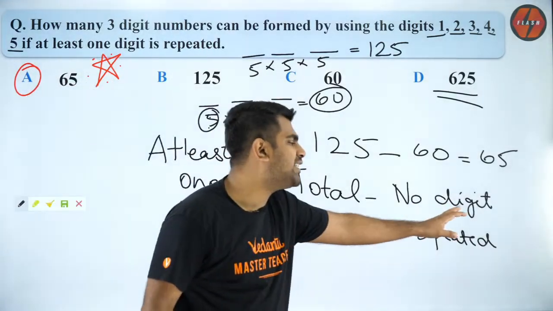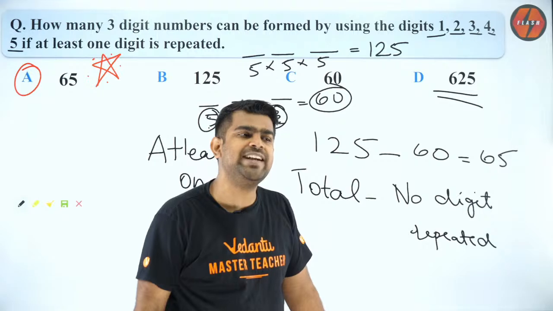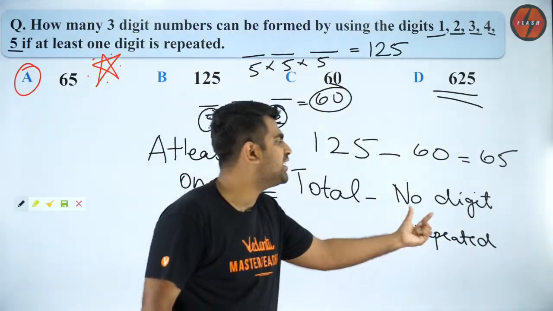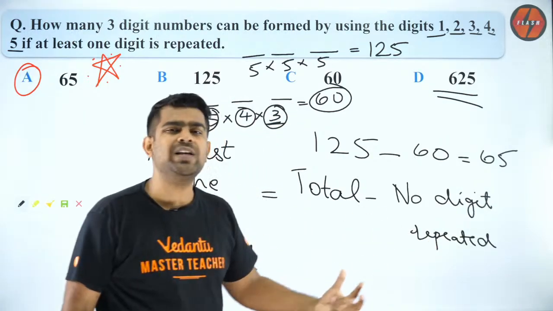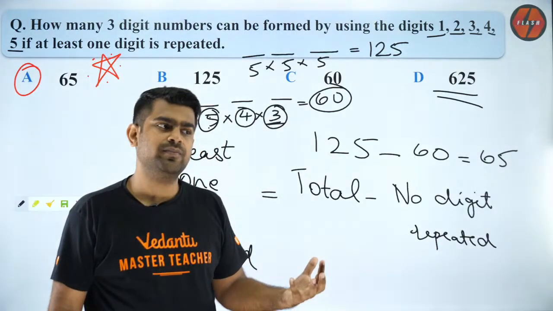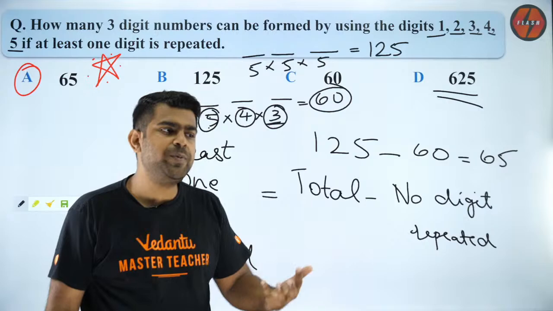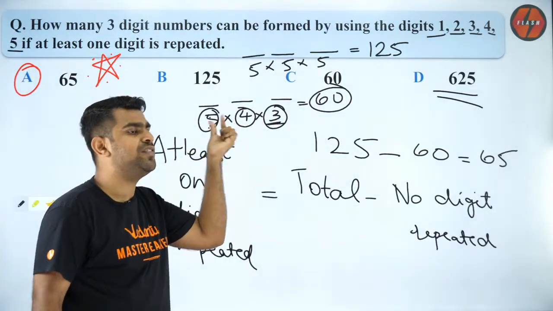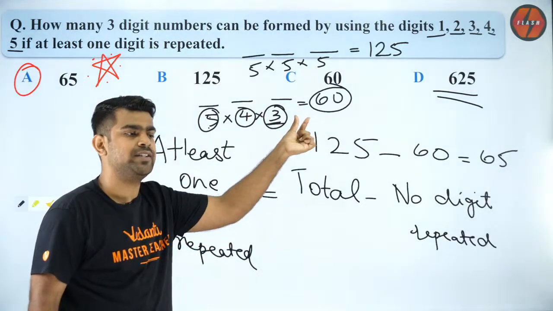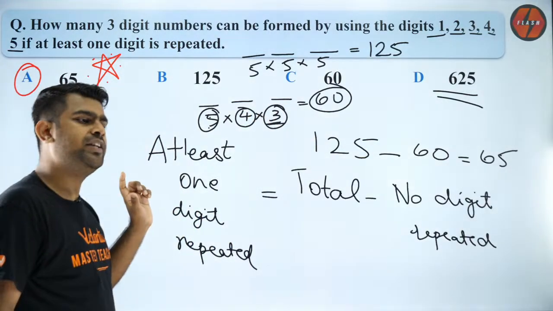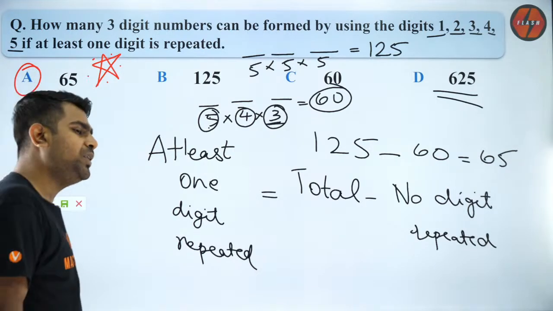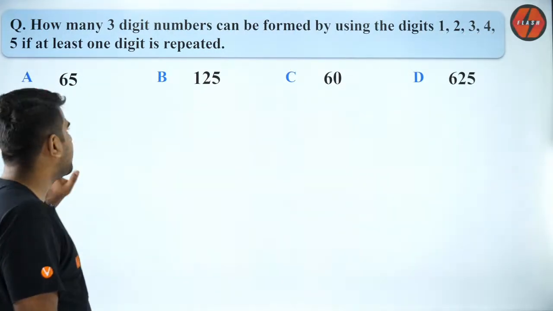Because no digit repeated means all of them are different now, Harini. That is the meaning of it. If no digit is repeated, that means all of them are different, right? Are you able to understand? So that is why I found out the number of ways in which all of them are going to be different. Clear? Did you understand it now, Harini? So that is exactly what I did. Brilliant, brilliant. I'm so happy that you got it.